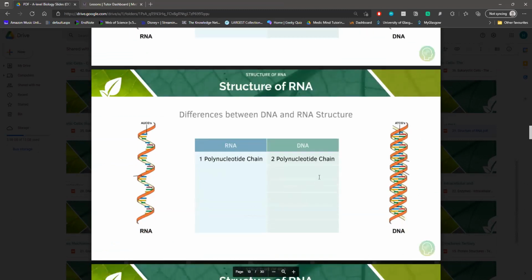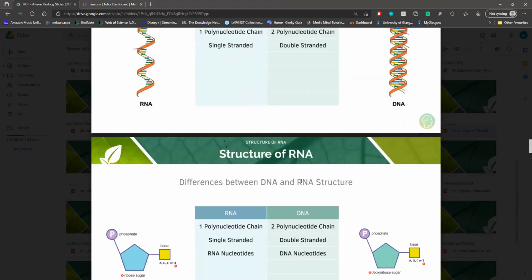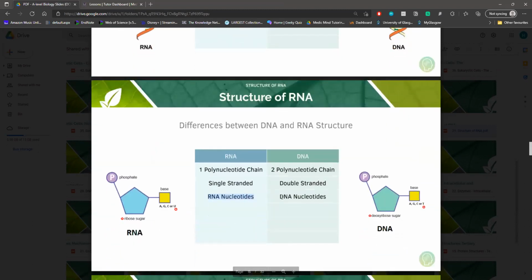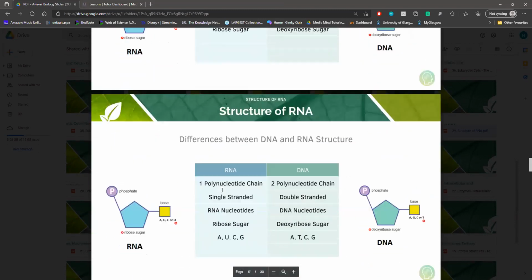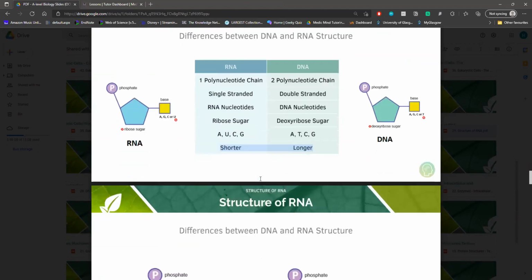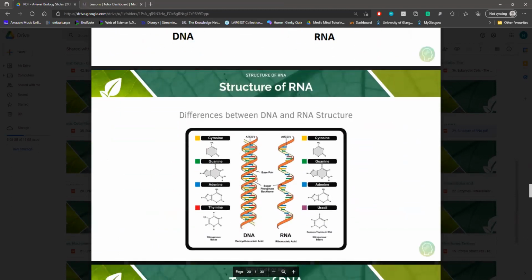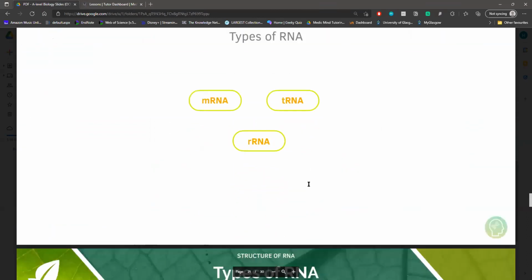RNA is one polynucleotide chain compared to DNA's two, so RNA is single-stranded compared to DNA being double-stranded. RNA has RNA nucleotides versus DNA nucleotides, with the ribose sugar and the bases A, U, C, G. RNA also tends to be shorter because RNA is for specific proteins. So these are the crucial differences between RNA and DNA. You've got similar bases, but also some differences.